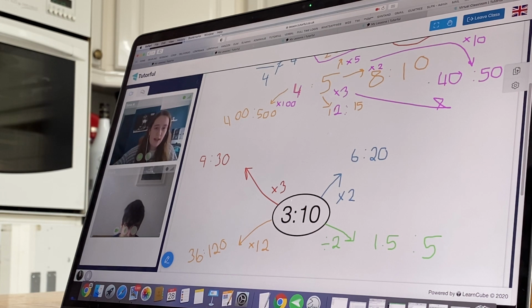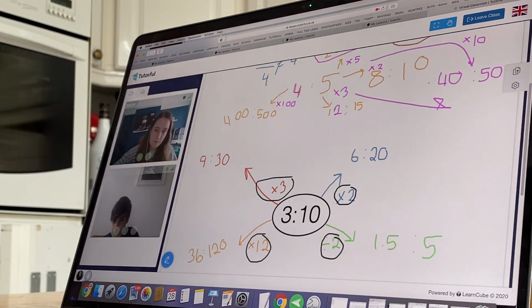So can you see all of these ratios that we've written now are all proportional to 3/10? Because they all have something in common, a common number that turns them into that. Okay, so that was just a little thing that I thought we should do just to fill in a gap that I might have left.